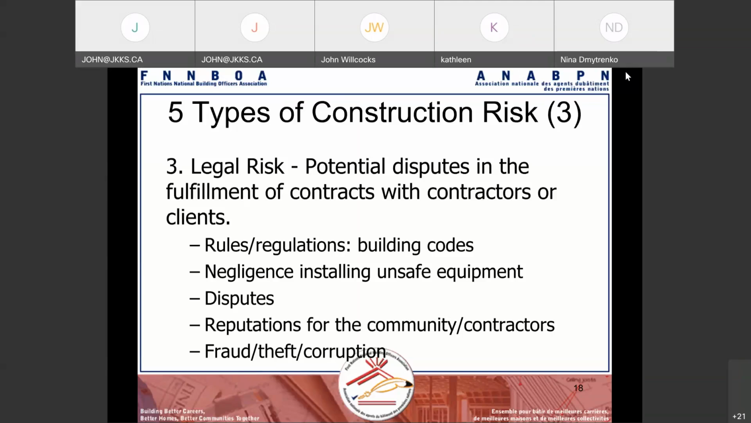We know of many examples where First Nations become the dumping ground for products that aren't tested. Again, the Chinese drywall situation, or heat exchangers and furnaces that were ruled as being unsafe, but they're being installed in First Nation communities. One of the big challenges under legal risk is the reputation of the community and of the contractors. And legal risk also results in fraud, theft, and corruption.